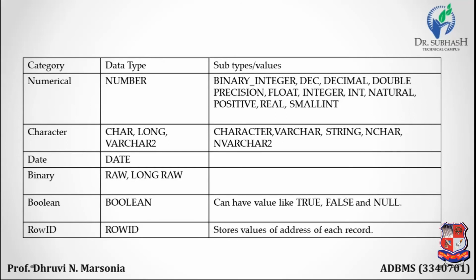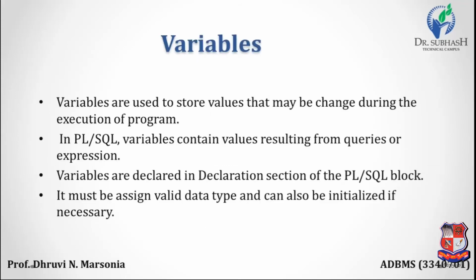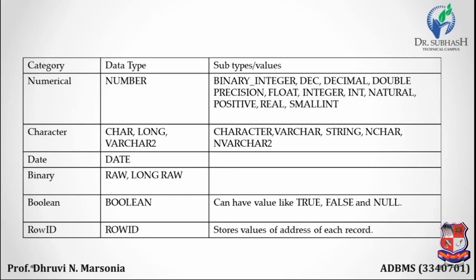For dates, we have to use the date data type. For binary, raw and long raw we use. For boolean, a boolean data type can have a value of true, false or null. ROWID stores the address of each record. We already discussed ROWID in index. This is an 18 digit hexadecimal code. Okay, these are all the data types which are supported by PLSQL.